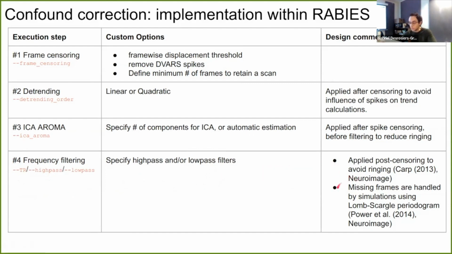Now, another important design note is that since we're applying potentially frame censoring before filtering, we end up with missing time points. And unfortunately, that's a problem that's not dealt with by classical filters. And so in this great paper by Power and colleagues, they described the way to deal with this by simulating the time series with what's called a Lomb-Scargle periodogram, where essentially you're just filling in the missing time points while preserving the same frequency profile in your time series. And so then you can apply your filter after that to filter all the frequencies appropriately.